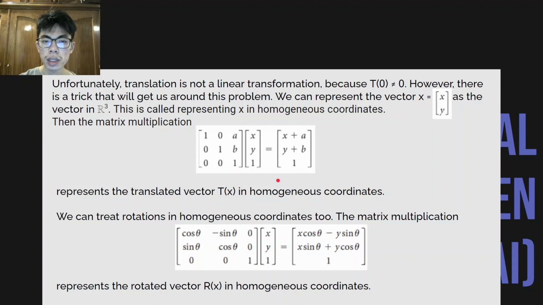We can treat rotations in homogeneous coordinates too. The matrix multiplication is cos alpha times x minus sin alpha times y, 0 times 1, which gives x cos alpha minus y sin alpha. Then sin alpha times x plus cos alpha times y, 0 times 1, which gives x sin alpha plus y cos alpha. And then 0 times x, 0 times y, 1 times 1, which gives 1. The matrix represents the rotation of the vector x in homogeneous coordinates.